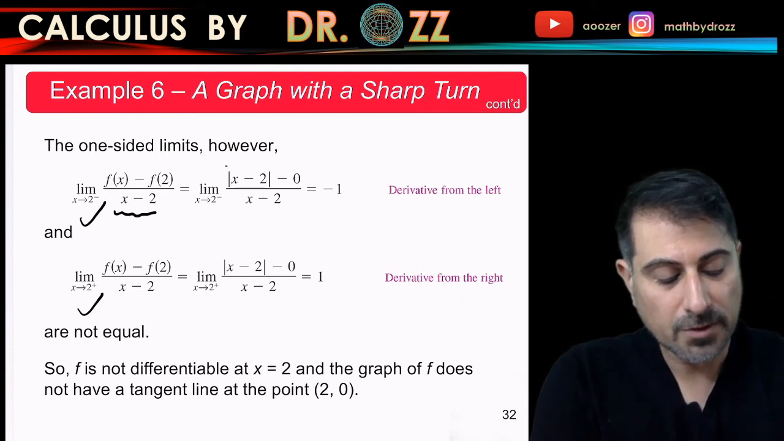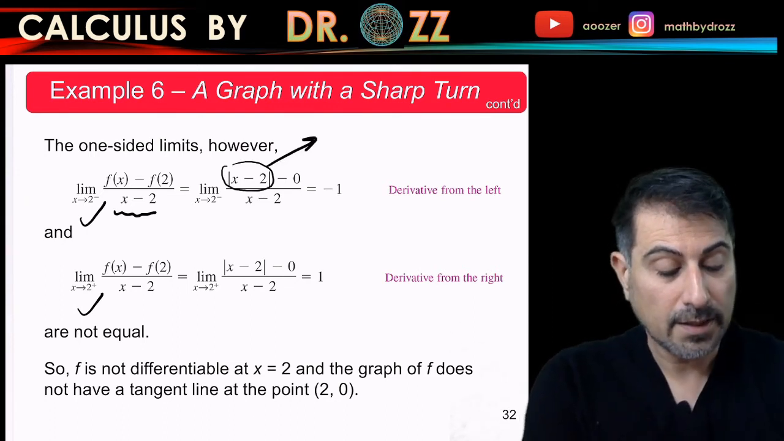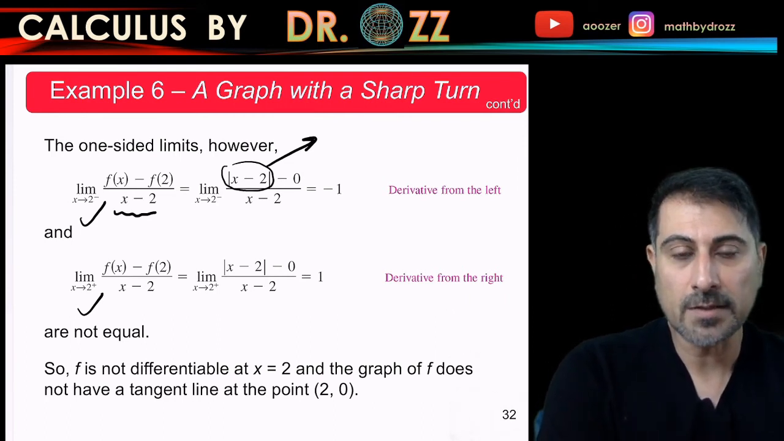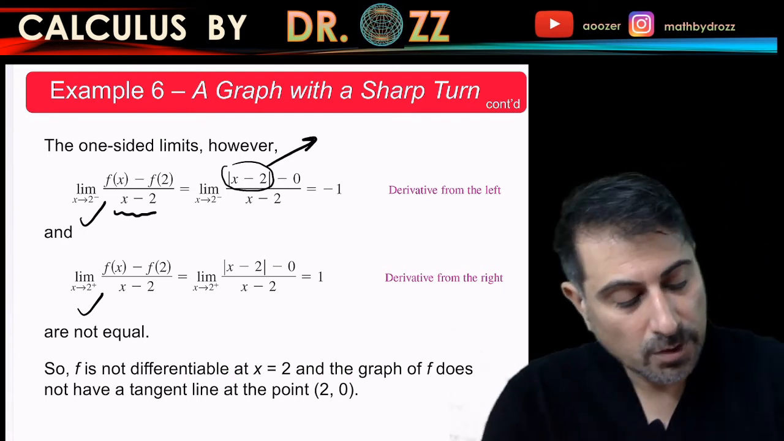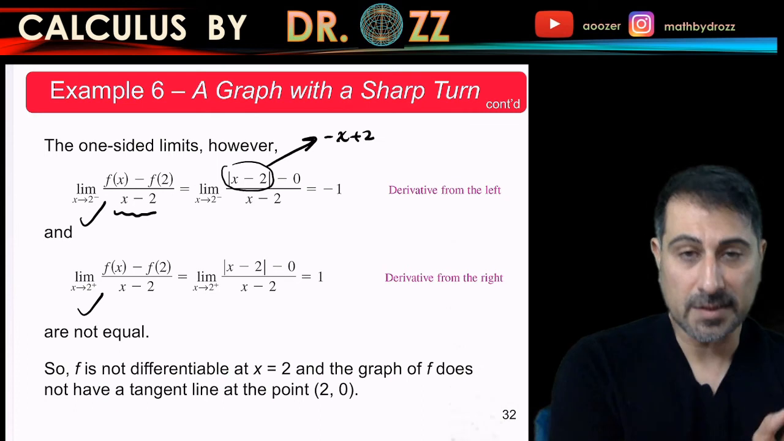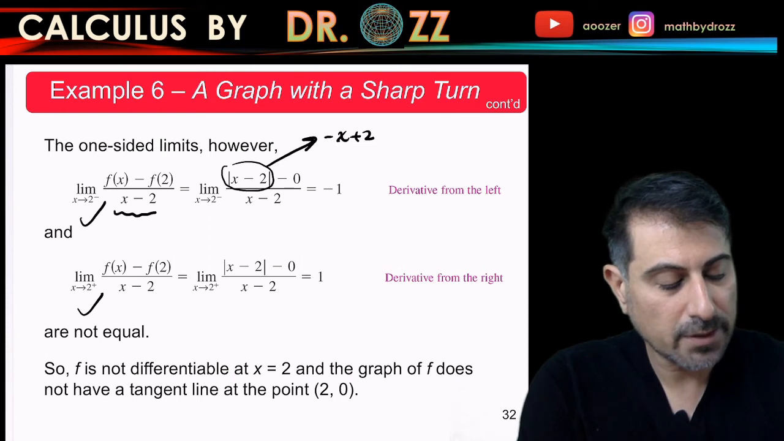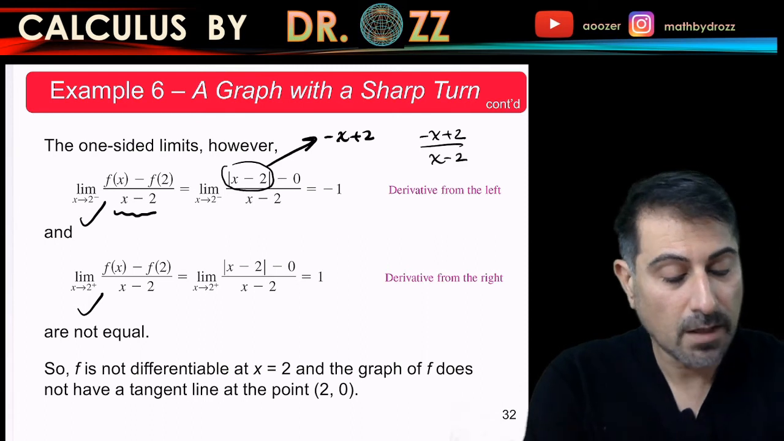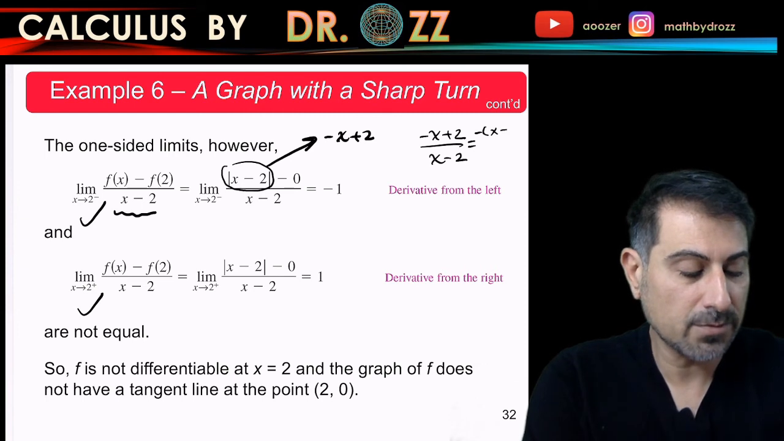2, well, the function is the absolute value of x minus 2, but on the left of 2, the inside of the absolute value is always negative, right? Because if you plug in something less than 2, that number minus 2 is going to be negative. So the absolute value function is going to take the value of minus x plus 2. It's in fact the negative of the inside. So this whole fraction is going to turn out to be negative x plus 2 divided by x minus 2. In fact, you can also say that this is equal to negative of x minus 2 over x minus 2.